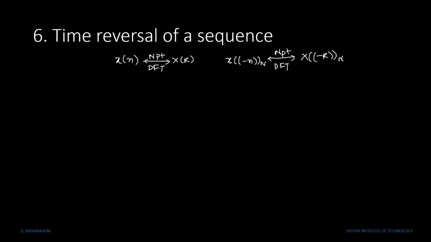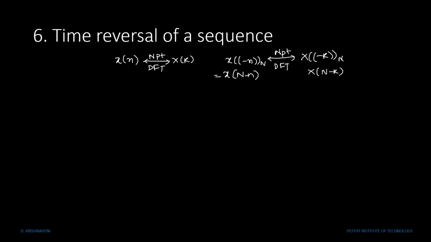So we know x of minus n modulo N can be written as x of N minus n. Similarly, X of minus k modulo N can be written as X of N minus k. So reversing the N-point sequence in time is equivalent to reversing the DFT values. When the sequence is circularly folded, its DFT is also circularly folded. That is what this particular property indicates.